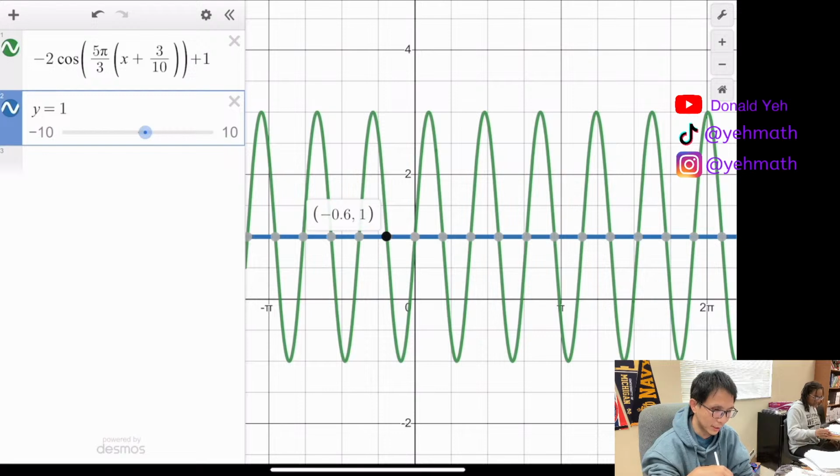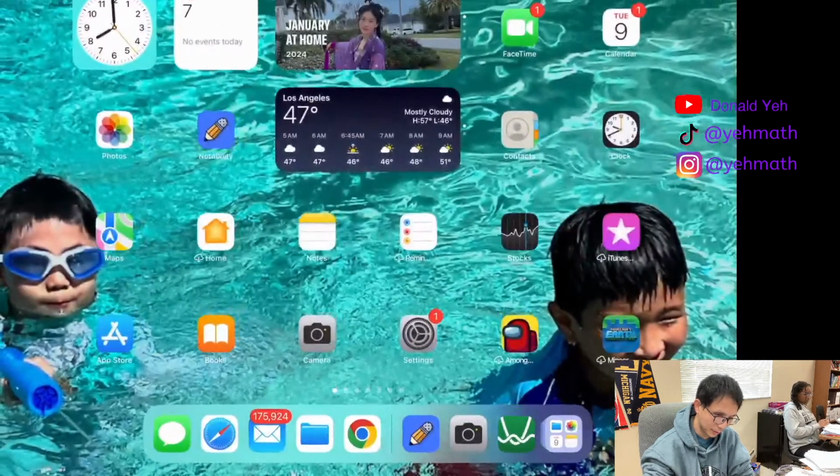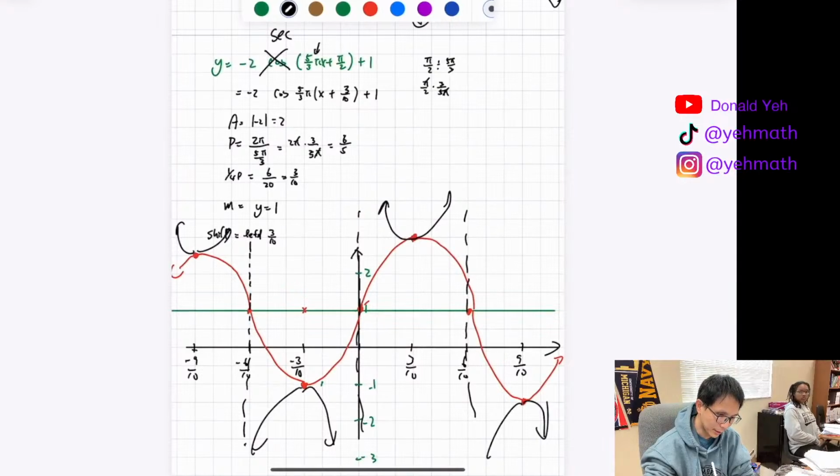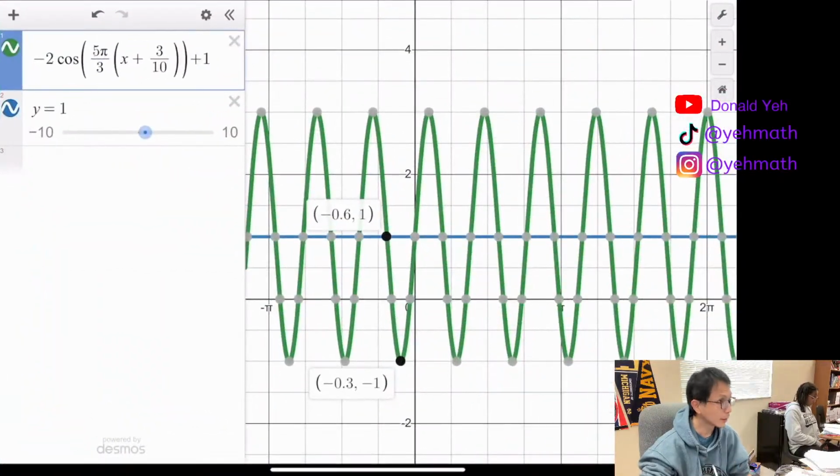Oh, this one is not negative. This one's negative 6 over 10. So negative 3 over 10 is right here. So it's at a minimum. Yeah, that's right. Negative 3 over 10 is at negative 1. And here, 6 over 10 is at 1. Yep, that's correct. I have a 2-point check. So that's how I double check.